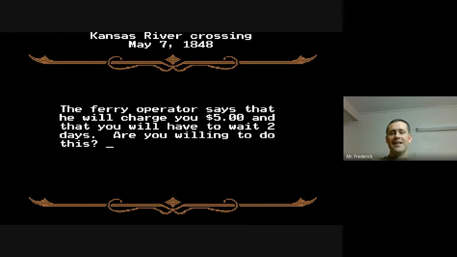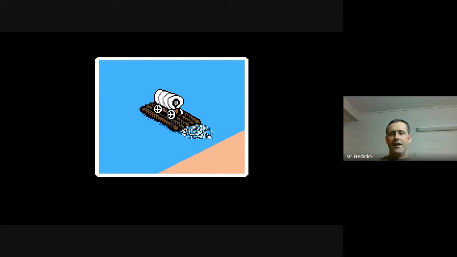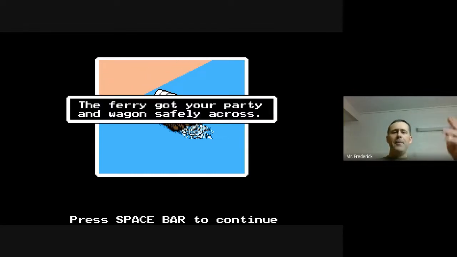The ferry operator says that he will charge you $5 and you will have to wait 2 days. Are you willing to do this? Yeah, it's still May. I'm willing to take a chance. And now you see my wagon on my boat on the ferry. And we made it. The ferry got your party and wagon safely across.